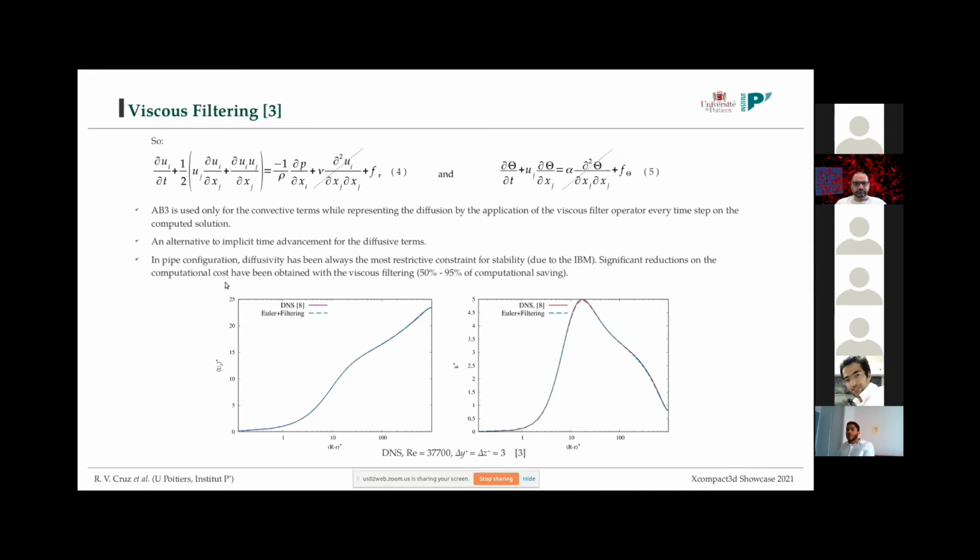In our pipe configuration, for example, diffusivity has always been the most restrictive constraint for stability because of the IBM and those nodes that are found very close to the wall that I described before. So for us, the viscous filtering allowed us to obtain a really significant reduction in the computational costs, from 50 up to 95% of computational saving.